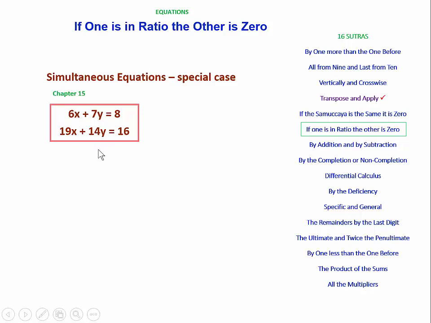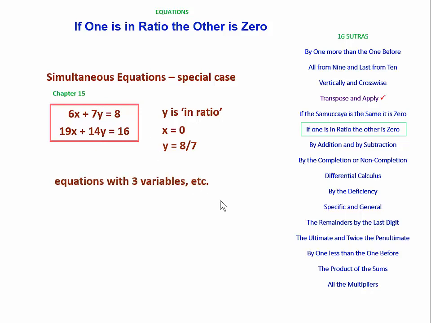If you look carefully, you'll see that the ratio of the y coefficients is the same as the ratio on the right hand side. The ratio is 1 to 2. 14 is double 7 and 16 is double 8. And if one is in ratio, the sutra says, the other is 0, which means x is 0. Y is in ratio, so x is 0. And if x is 0, y is 8 over 7. You can see that from here. This can be applied where we've got three variables, x, y and z say, as well. You can see examples in the Discover Vedic Maths book.